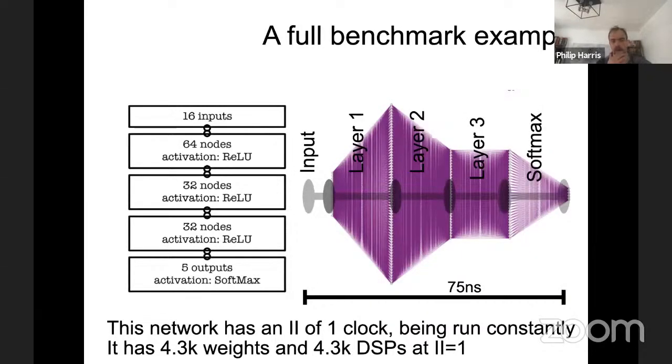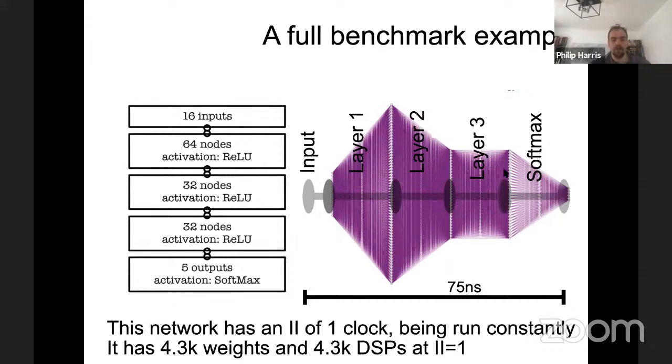So here's actually what the network looks like, right? Each of these lines here is a multiply. The total network takes 75 nanoseconds to run, and we can feed in a new set of inputs every 5 nanoseconds, right? So this network is less than a microsecond. It has an initiation interval shorter than 25 nanoseconds, so higher than 40 megahertz, right? So we can actually run this at the LHC.